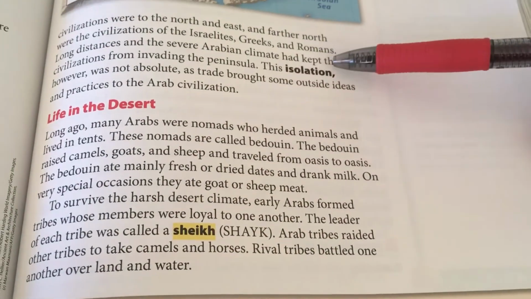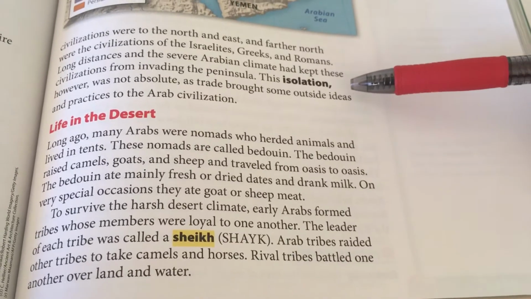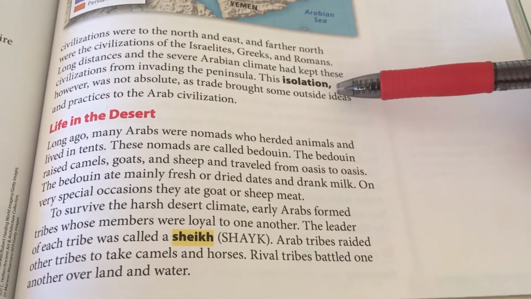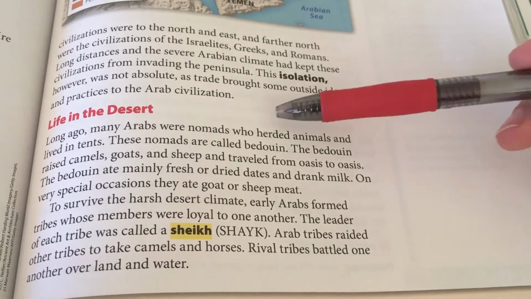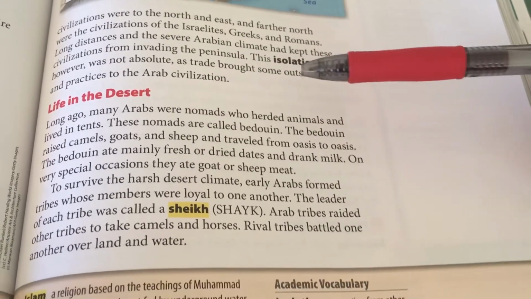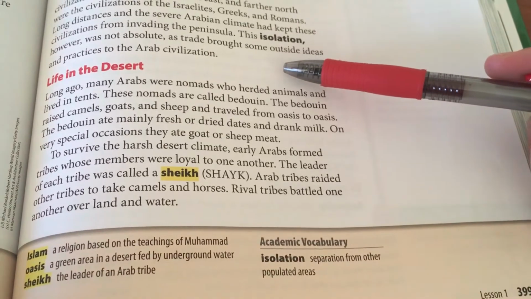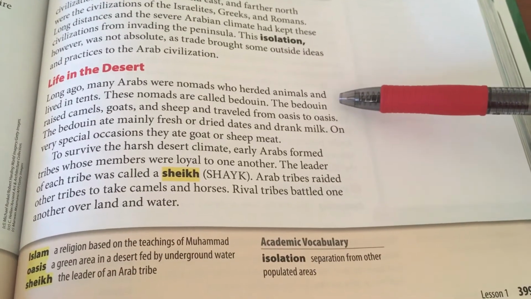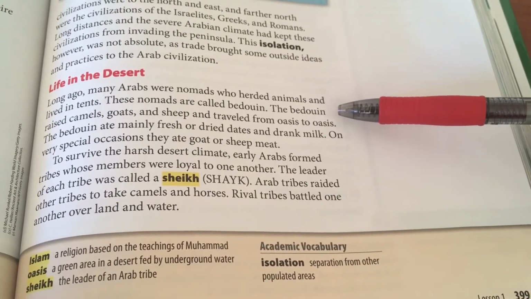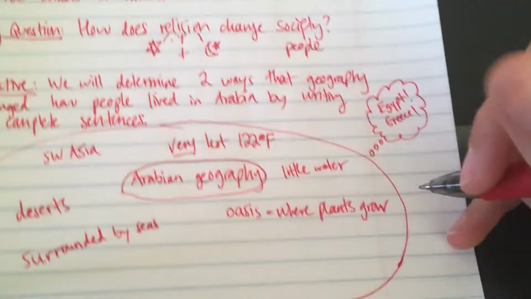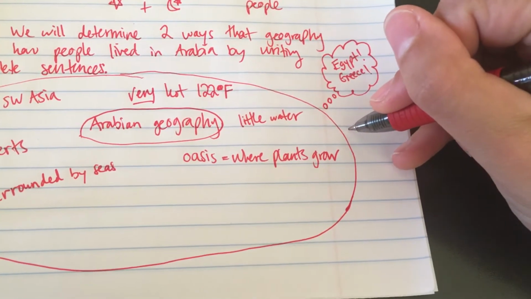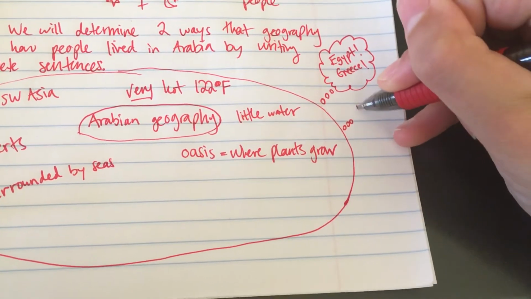Long distances and severe Arabian climate kept these civilizations from invading the peninsula. This isolation, however, was not absolute, as trade brought some outside ideas and practices to the Arab civilization. Life in the desert. Long ago, many Arabs were nomads who herded animals and lived in tents. Another connection. We learned about hunter-gatherers and nomads last year as well.